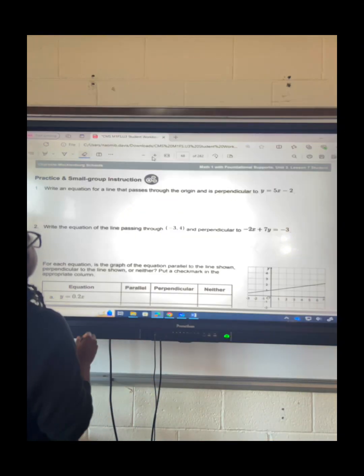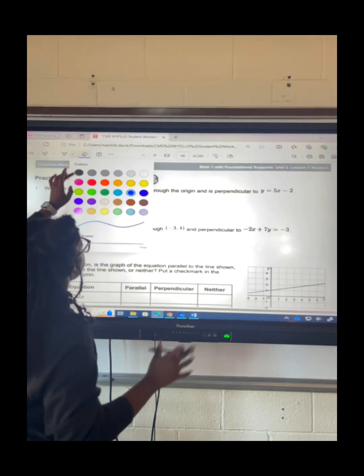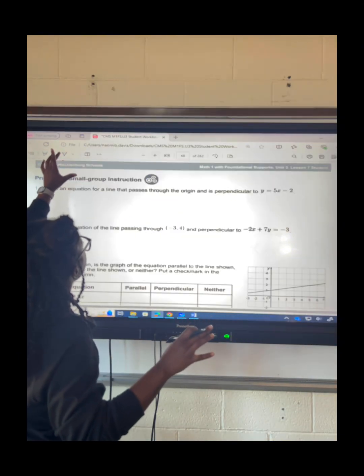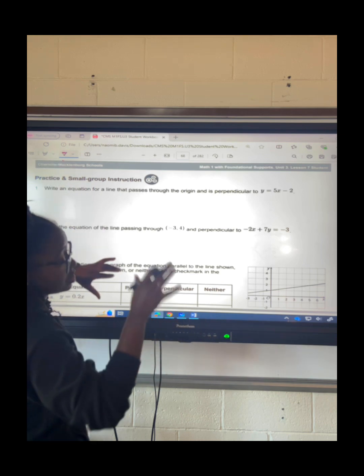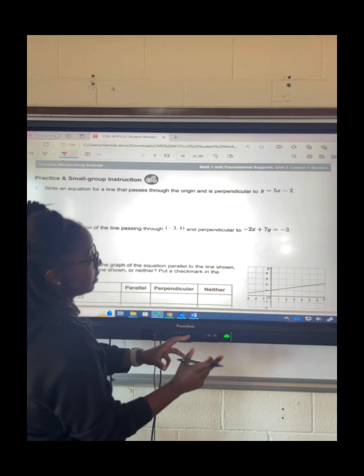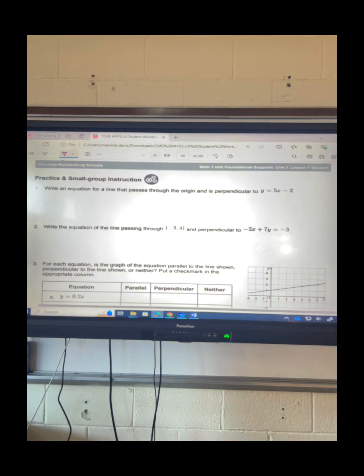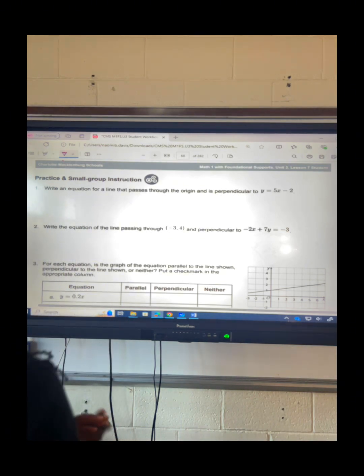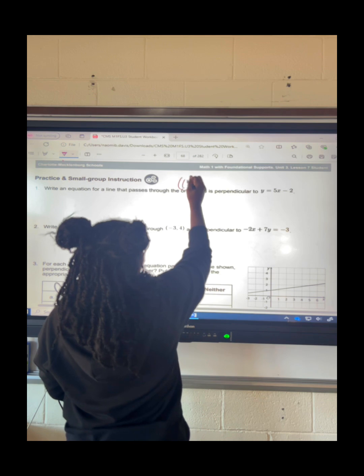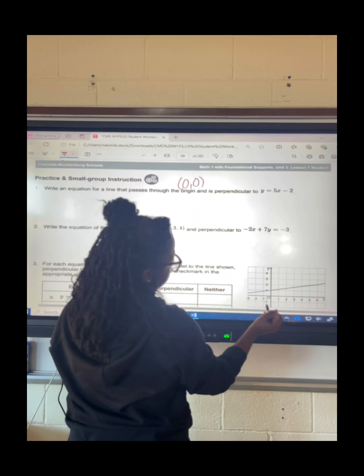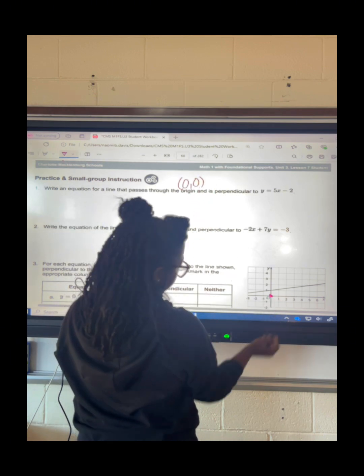Okay, so this is one that we did today. This is mainly how they'll look though. They're not always going to be just an equation and a point. It's going to be some words in there. Write an equation for a line that passes through the origin. What is the origin? The origin is (0, 0). And it's perpendicular to y equals 5x minus 2.